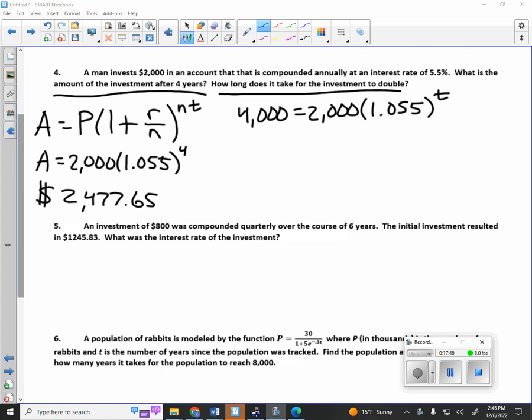Fortunately, you guys know how to do this because you did this yesterday, right? What do we do to both sides? If you divide by 2,000, you get 2 is equal to 1.055 raised to the t power. Should I subtract 1.055 from both sides? Should I divide by 1.055 on both sides? How do I get rid of a base of 1.055? Log base 1.055. I know that looks weird, but that's how you get rid of the base of 1.055. So we take log base 1.055 of both sides.